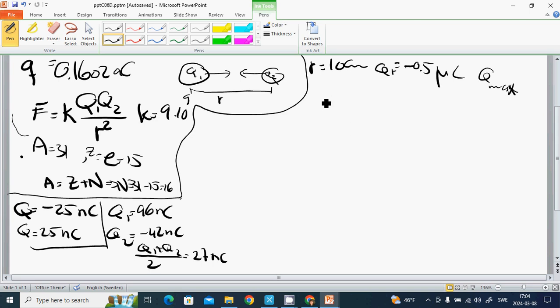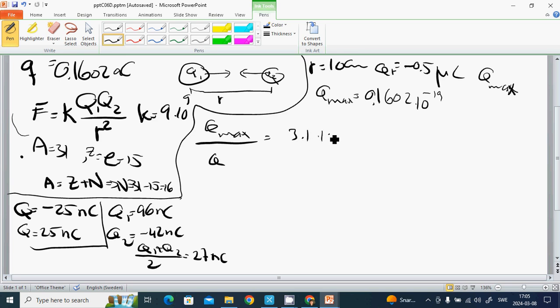But we know that Q max is equal to this one, 1.602 multiplied by 10 to the power of minus 19 coulomb. Then Q max divided by Q equals 3.1 multiplied by 10 to the power of 12, and the mass of the electron.